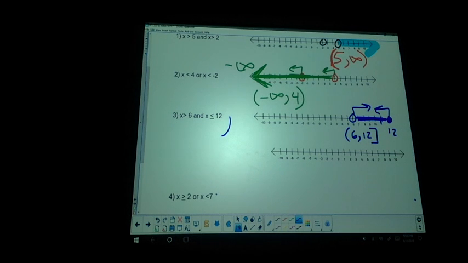Oops. This problem, I think, goes here. I don't know why we're adjusting.